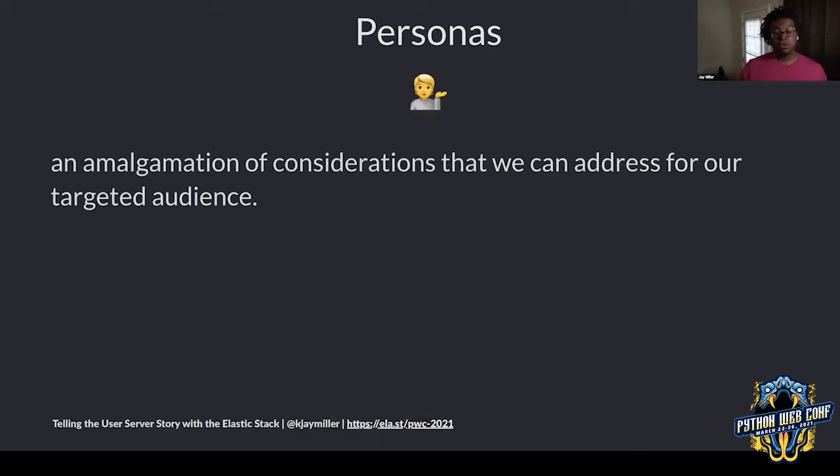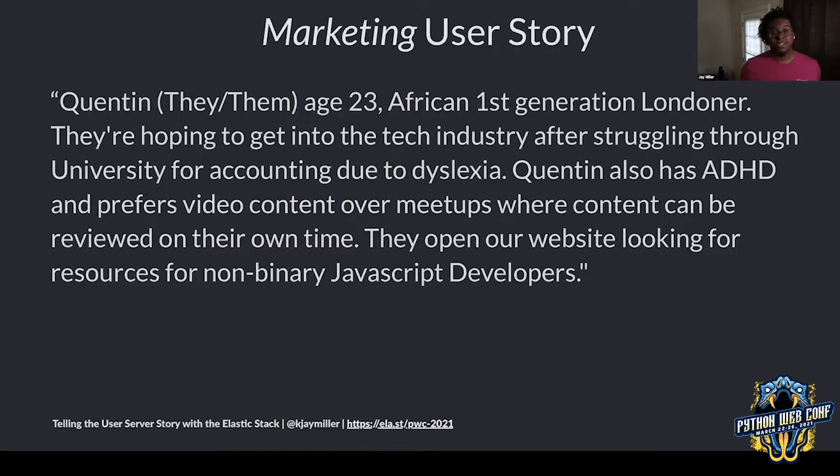In this case, we're going to be looking at one of the personas that I use named Quentin. Now, Quentin isn't a real person. Quentin is someone that I made up based on the analytics that I've pulled from my site. Quentin uses they/them pronouns, is 23 years old, is an African first generation Londoner. They're hoping to get into the tech industry because they struggled in uni trying to go through accounting. They have dyslexia and ADHD, which are two things that go together pretty well. And they open our website looking for non-binary JavaScript resource groups in the London area.